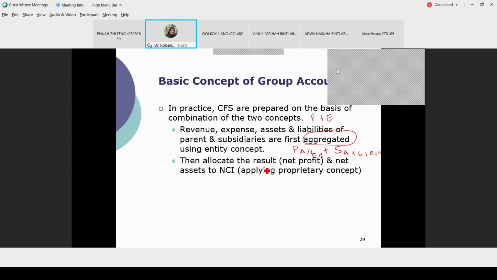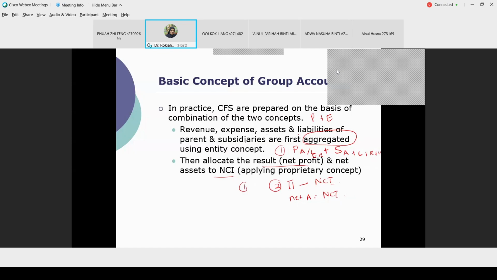Then allocate the result, which is the net profit and the net asset, to the NCI. The first step, you need to total up all the assets and liabilities, expenses and revenue between parent and subsidiary. The second one, the profit is going to be allocated to the NCI. And the NCI is also entitled to the net asset. Net asset is also going to be allocated to the NCI.